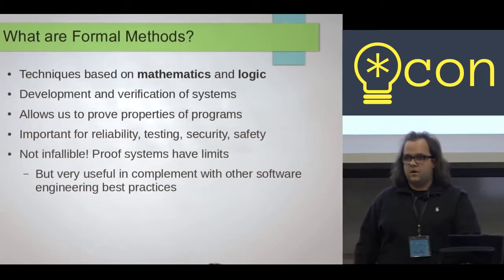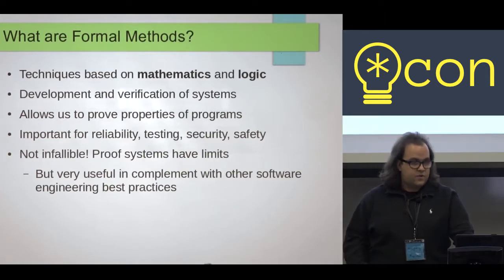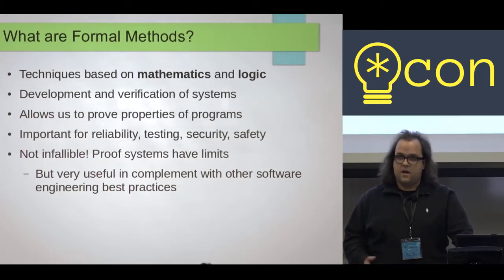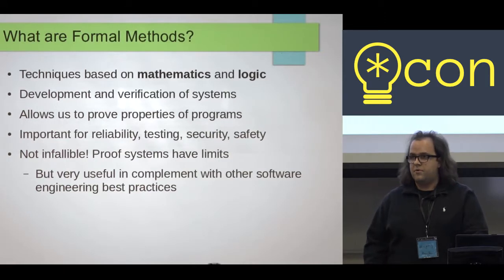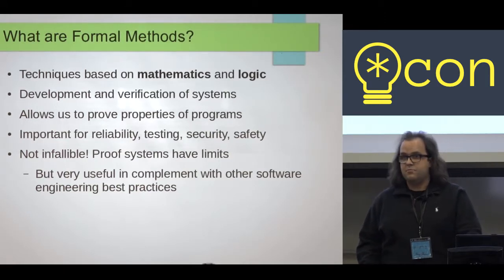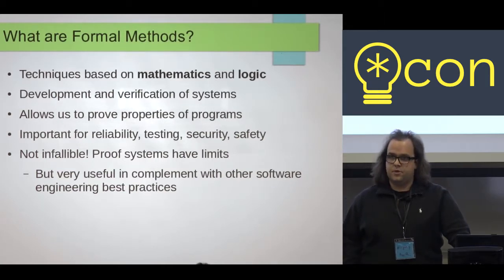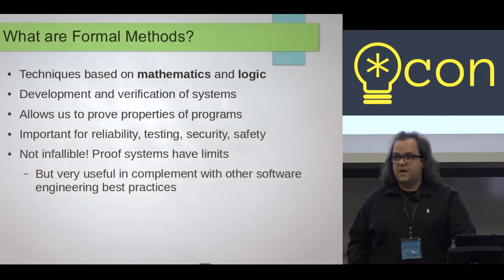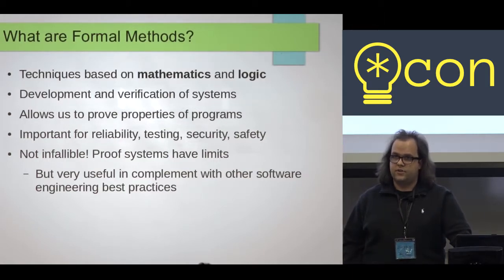So formal methods are very simply techniques based on mathematics and logic. And we can use these to develop systems, specify them, and verify that they're doing the right thing. And this allows us to either prove properties of programs that we're interested in, like safety properties or other correctness properties, or to find counterexamples, which could mean a bug or a security vulnerability. And these systems are really, really important for software reliability and software testing, and especially in safety-critical and security-critical software.